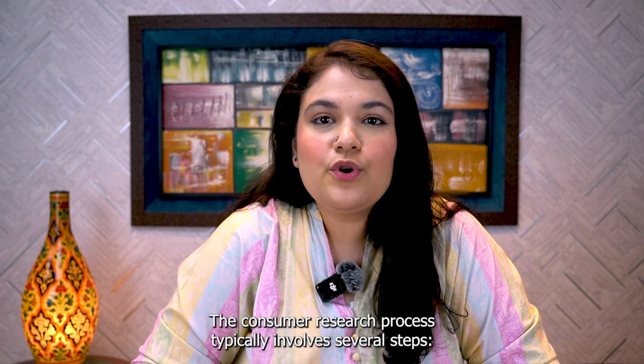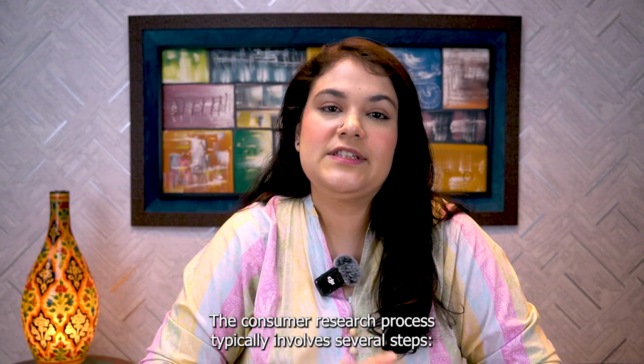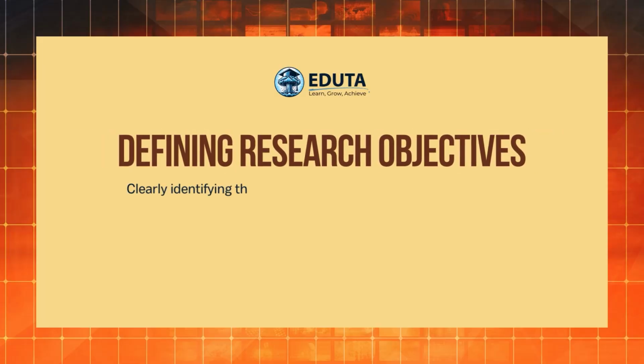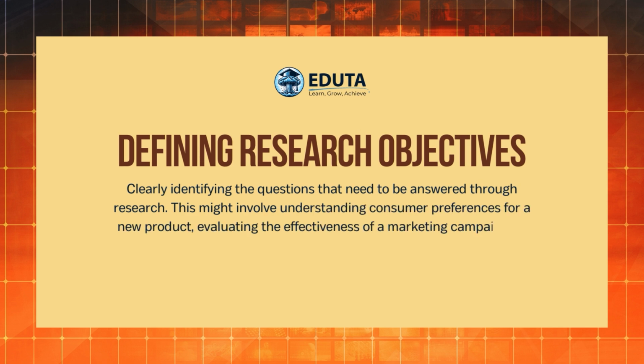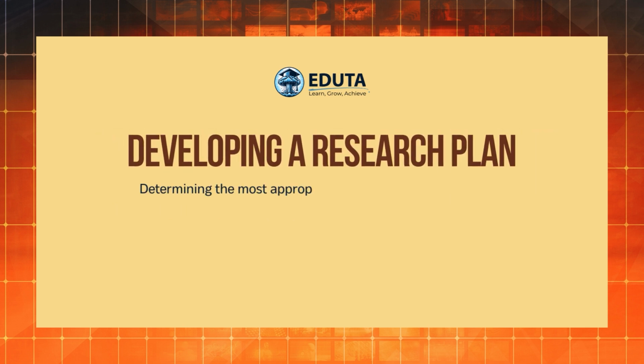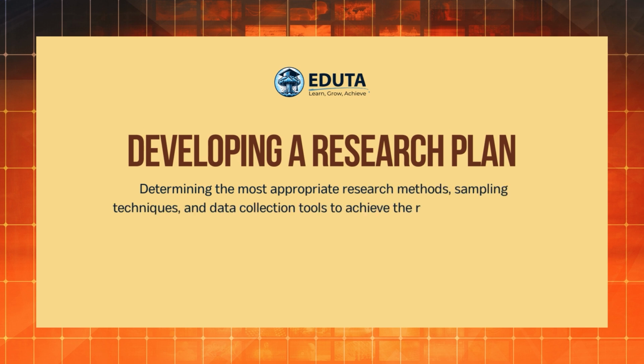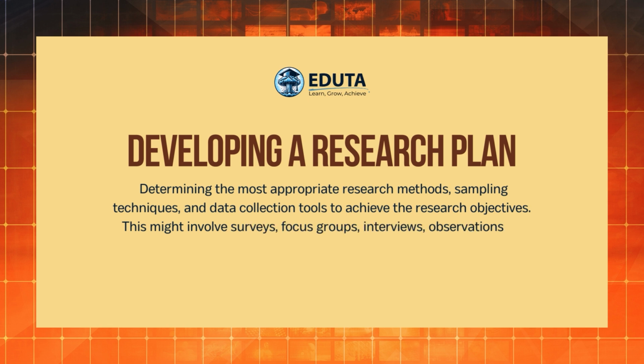The consumer research process typically involves several steps. Defining research objectives, clearly identifying the questions that need to be answered through research. This might involve understanding consumer preferences for a new product, evaluating the effectiveness of a marketing campaign, or identifying new market opportunities. Developing a research plan, determining the most appropriate research method, sampling techniques, and data collection tools to achieve the research objective. This might involve surveys, focus groups, interviews, observations, or experiments.